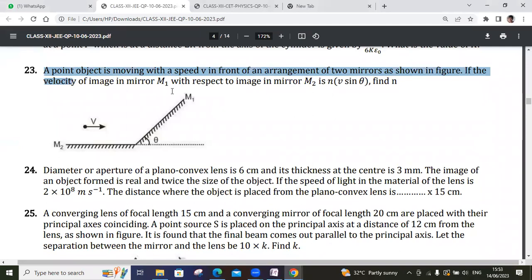So 23rd, if you check, there is a point object moving with a speed v in front of an arrangement of two mirrors as shown in the figure. If the velocity of the image in mirror m1 with respect to the image in mirror m2 is n v sin theta, we will find n. So how to solve this?